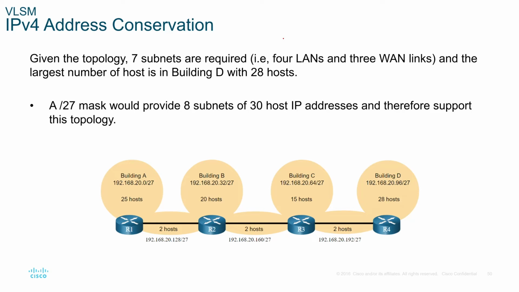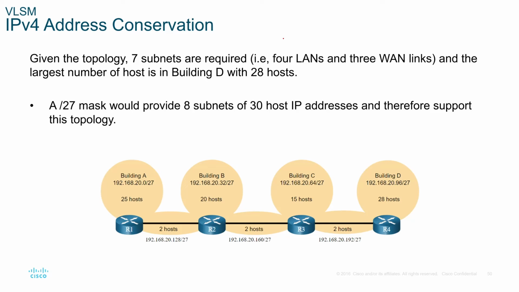Here, we take a topology. 7 subnets are required, 4 LANs and 3 WAN links. The largest number of hosts is building D with 28 hosts. If I were to use a /27 mask, that would provide me with 8 subnets, each one of 30 hosts.